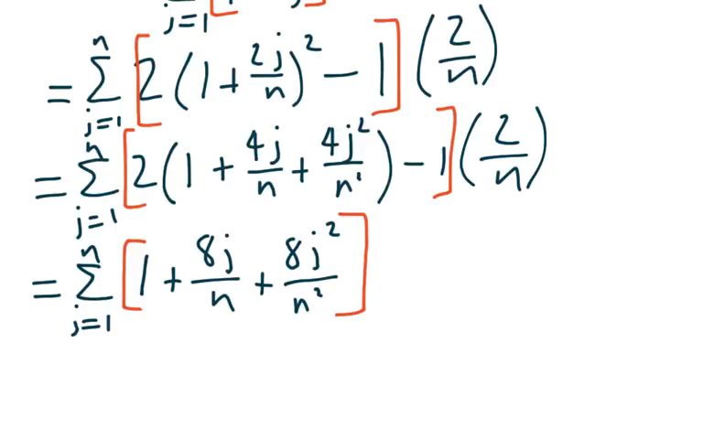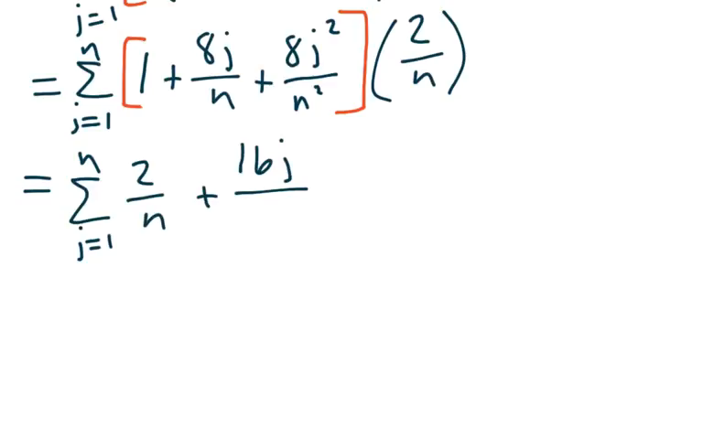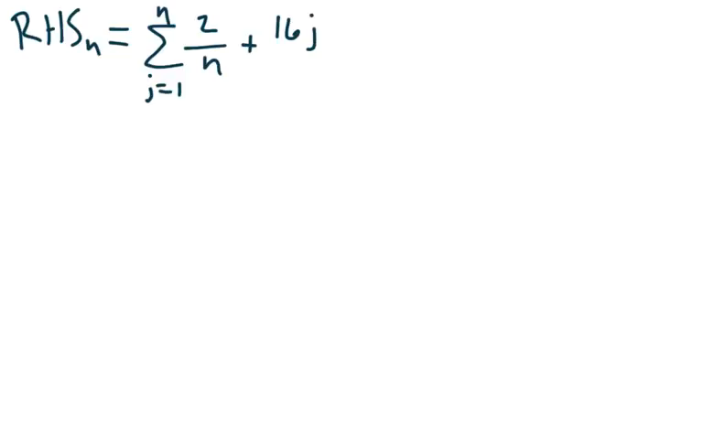Now we're still multiplying by 2 over n on the outside. Now let's go ahead and multiply it out. We get the sum as j goes from 1 to n of 2 over n plus 16j over n squared plus 16j squared over n cubed. Now, I know that I'm going to need a new sheet of paper, so I'll go ahead and start that. I'll recopy what we just had. RHS sub n equals the sum as j goes from 1 to n of 2 over n plus 16j over n squared plus 16j squared over n cubed.